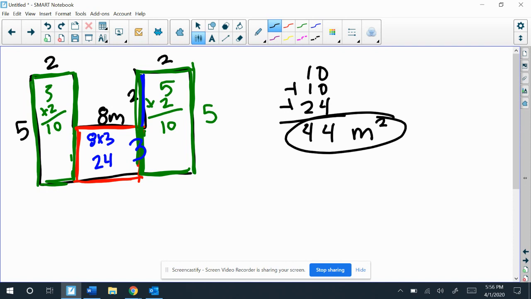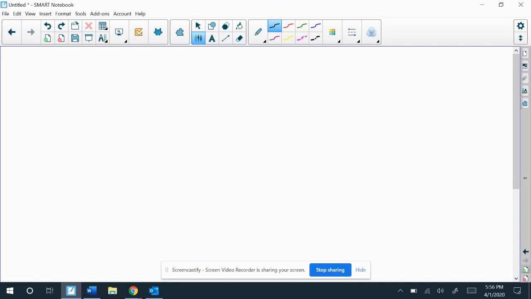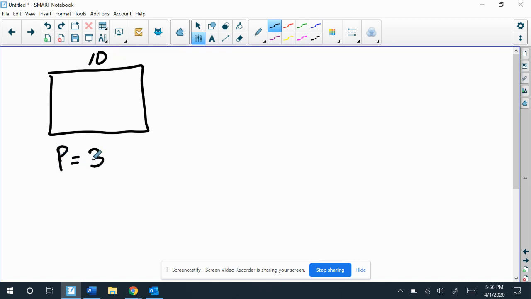This next one is going to be from lesson 4. Lesson 4 was where we're missing a side, and they give us the total, whether it's area or perimeter. So this one, I have a rectangle, 10 on top, and my perimeter is 38 inches. All right, go ahead and give this one a try. Let's see how you did.